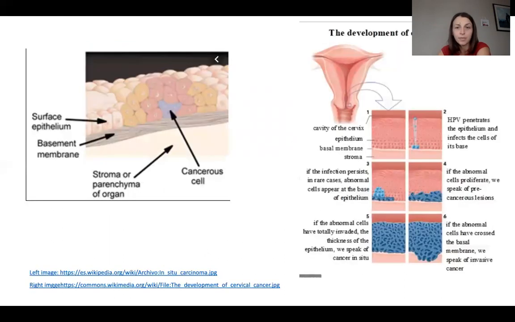here. This is an example of cervical cancer of the uterus, and it's no laughing matter.